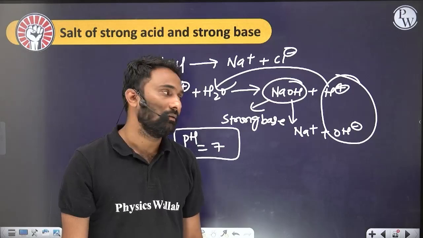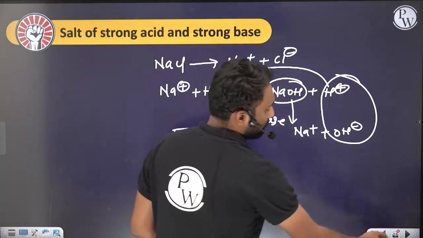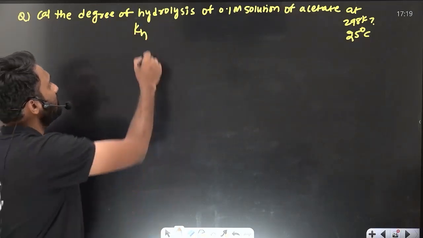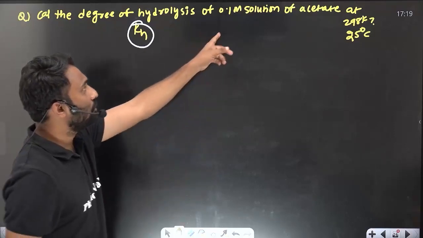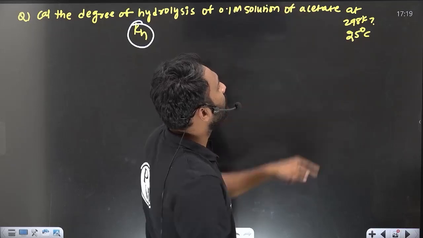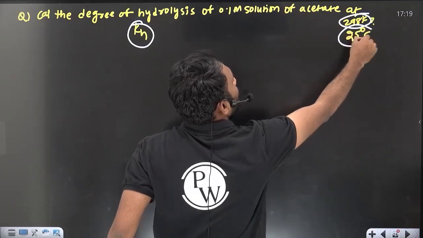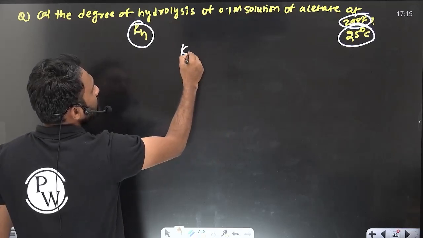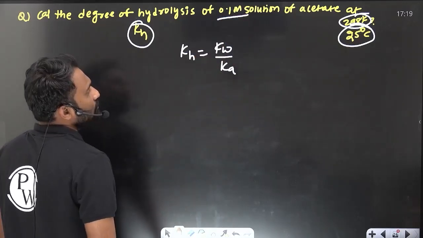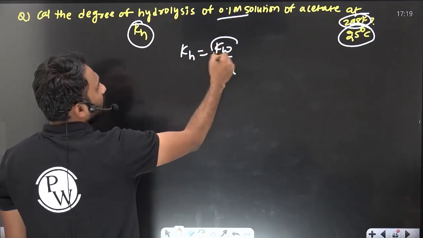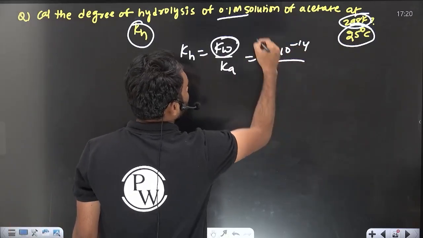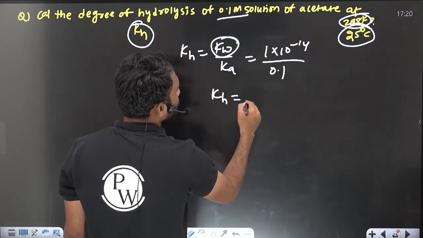Okay, is it clear? Next, let us look at two questions on this concept. Look here, calculate the degree of hydrolysis. The KH is for a 0.1 M solution of acetate at 298 Kelvin, which is 25 degrees centigrade. Now KH is equal to KW by Ka, right? Ka, the dissociation constant, they have given, and KH they are asking. KW at 25 degrees is 1 into 10 to the power minus 14, divided by 0.1. Now KH will come out as some answer.